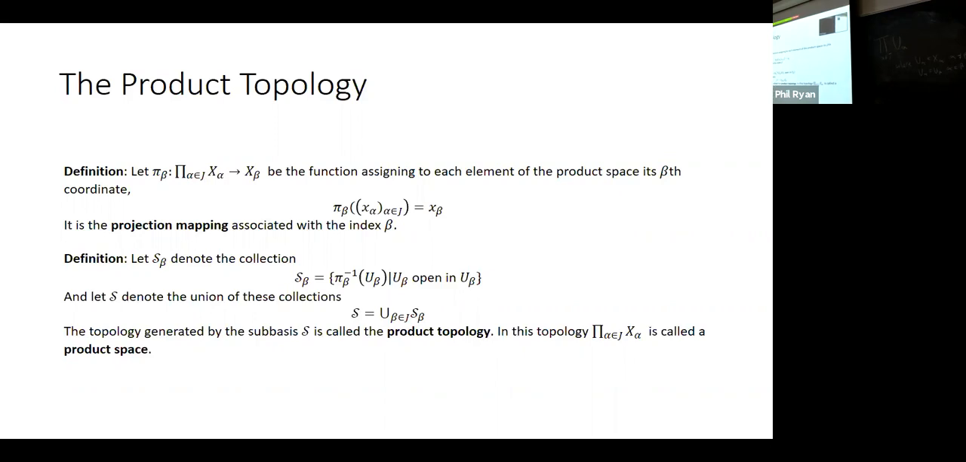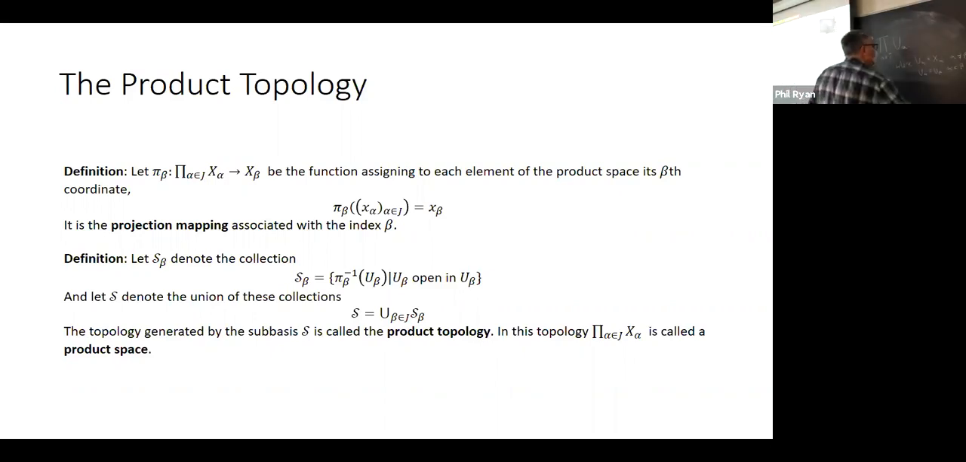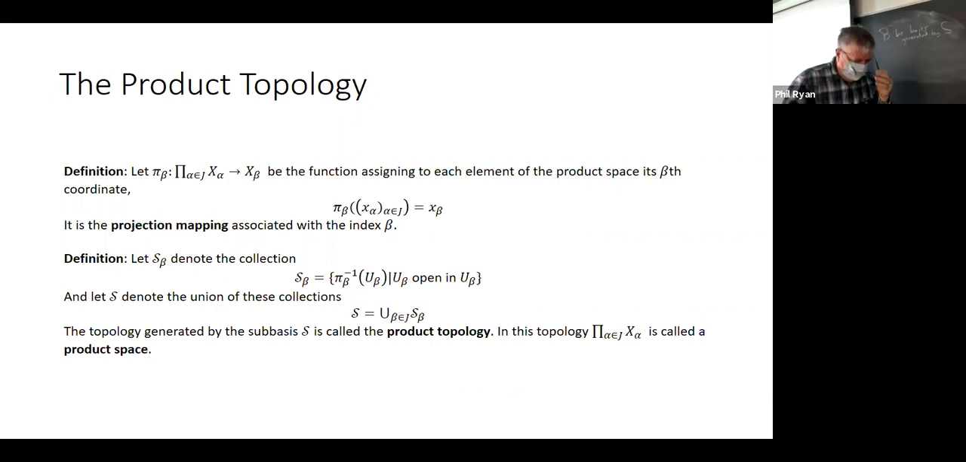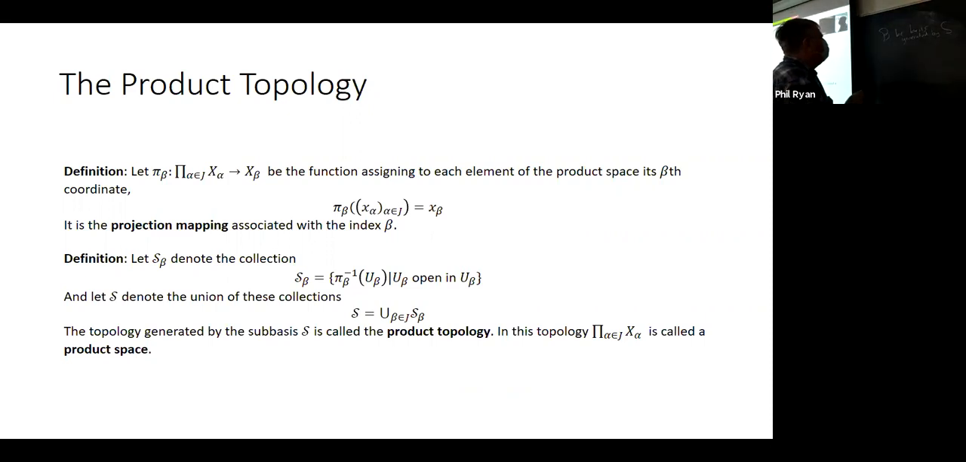So this is a sub-basis, so it generates a basis. So if we let B be the basis generated by script S, what do we get? What we're going to get is finite intersections of elements of this.